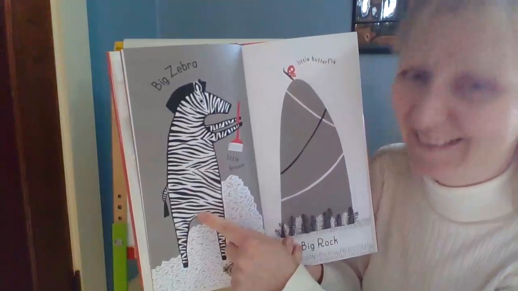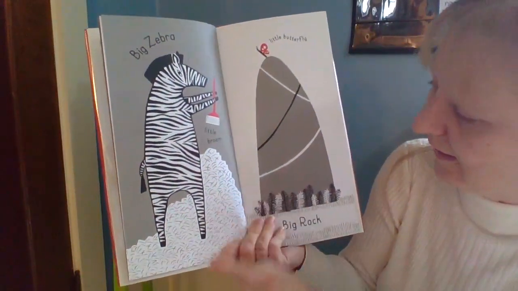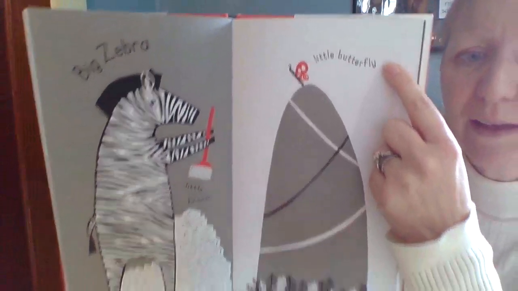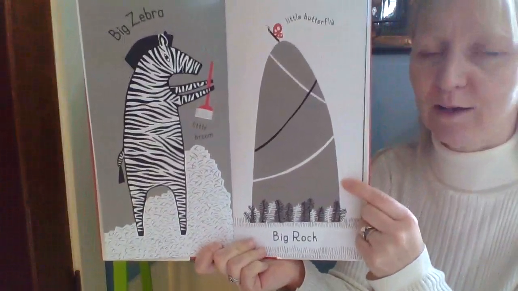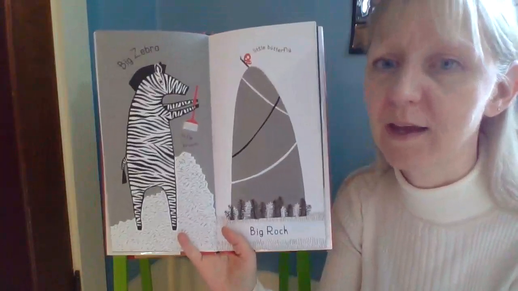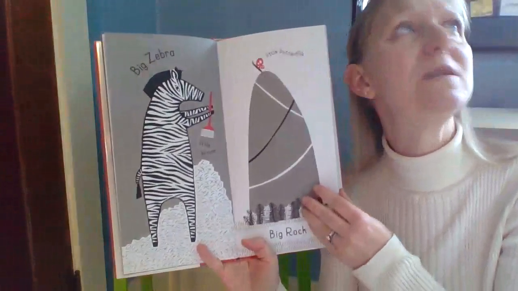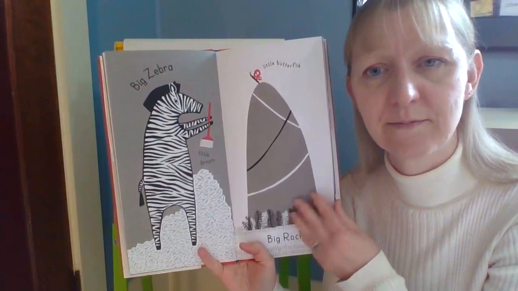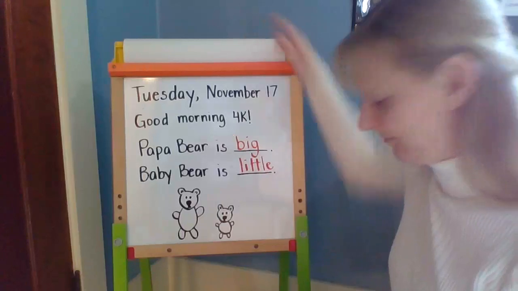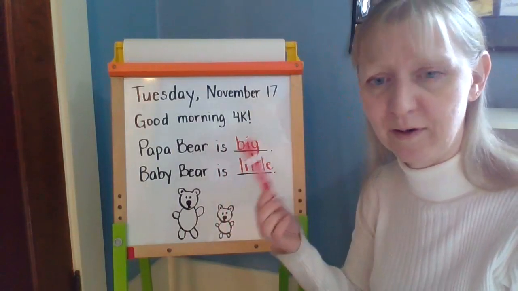Big zebra, little broom. I don't know what he's cleaning up, but he's doing a good job. Little butterfly, big rock. Wow, there's so many things that can be big and other things that could be so little. Look around you. Do you see anything big or little around you? I have a big easel, and a little marker. The easel is much bigger than the marker, isn't it?